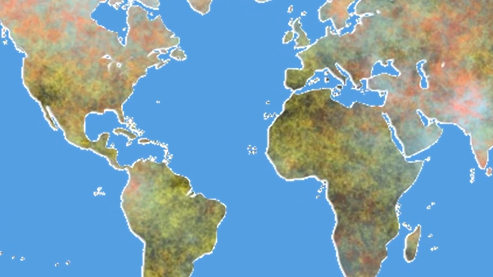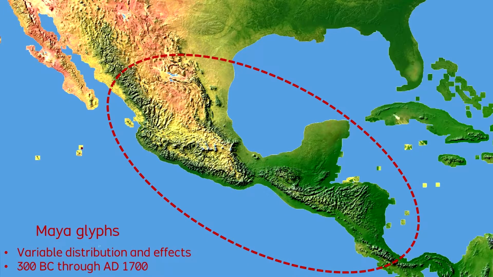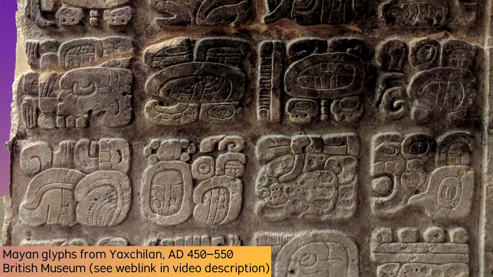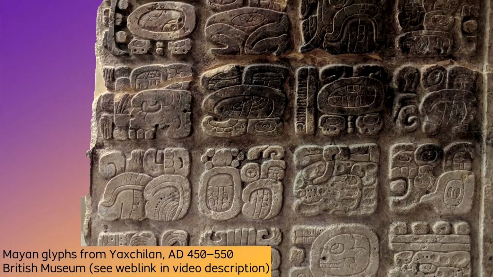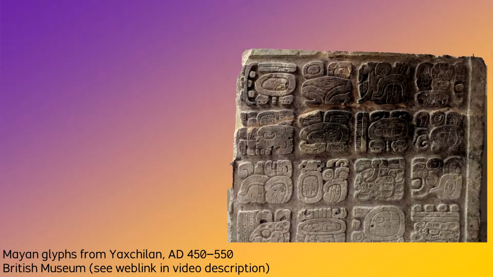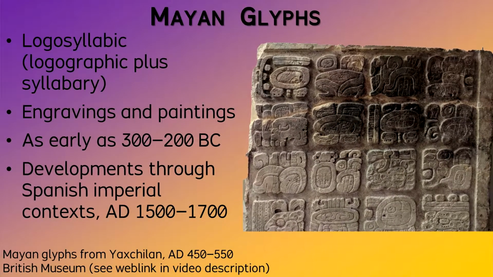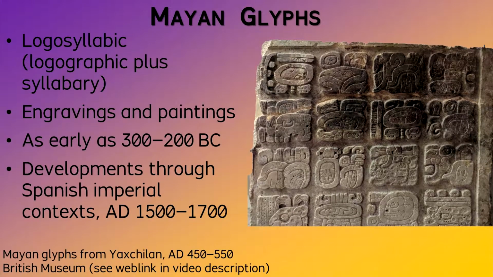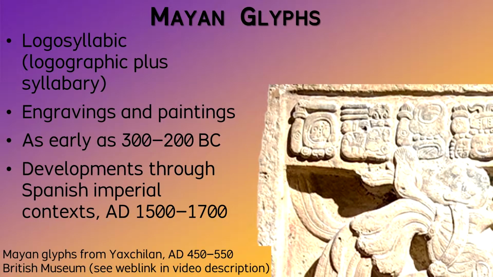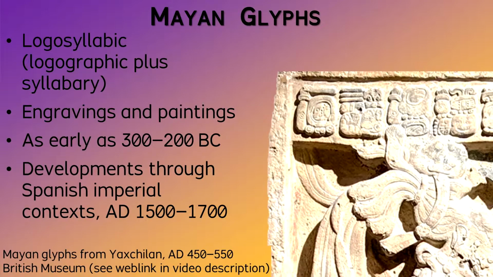Independently of the ancient writing systems in Asia and in Europe, Mayan glyphs developed in Central America, dated as early as 300 through 200 BC. Mayan glyphs were carved into stone and painted onto walls and other surfaces, with many variations. The traditions continued for several centuries, all the way through Spanish imperial contexts of the 1500s and 1600s. Mayan glyphs are regarded as a logosyllabic system, combining logographic symbols with some syllabary representations.